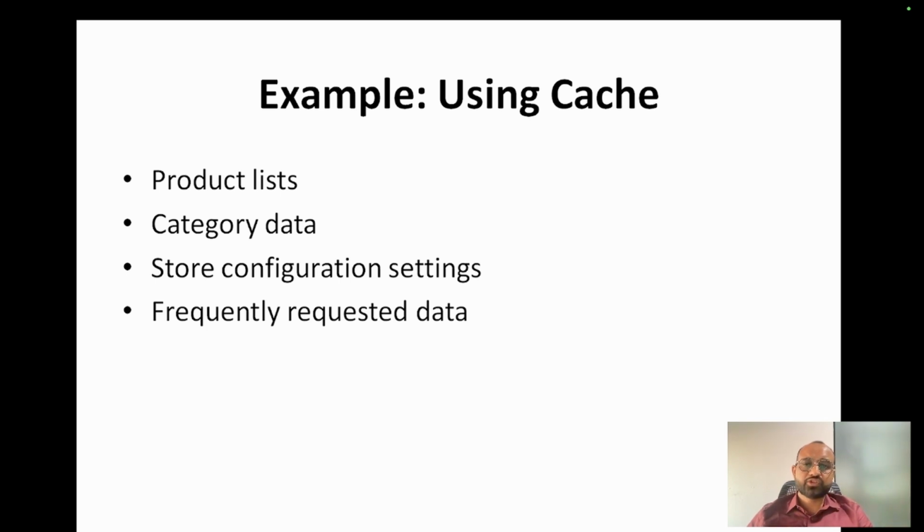Example uses for the cache: product list, category, store configuration setting, and frequently requested data. These are the lists where you need to use caching, like the nopCommerce default does for the product list. But if you use your own query to show some product list on some pages, then you also need to use caching there. Otherwise, every time the data will be called from the database. So this is an important part of that.